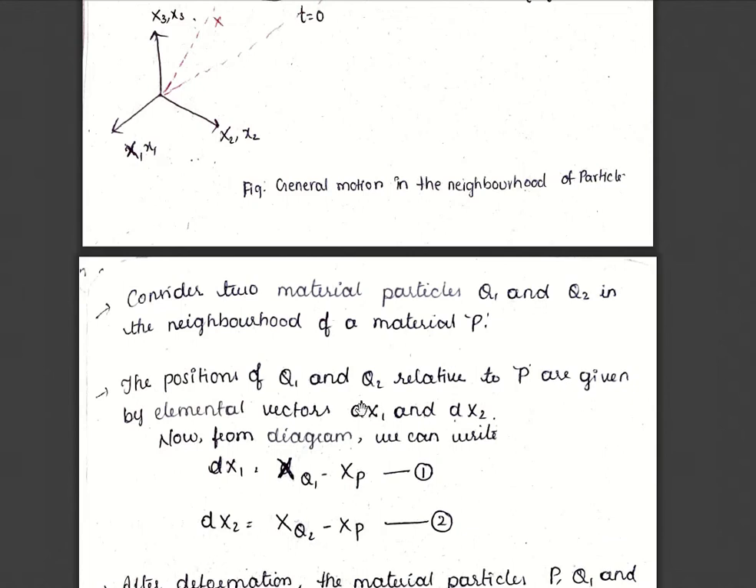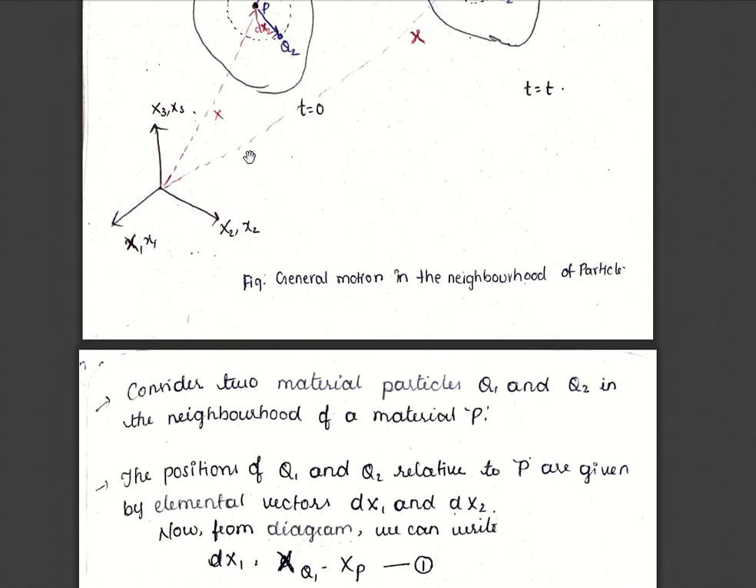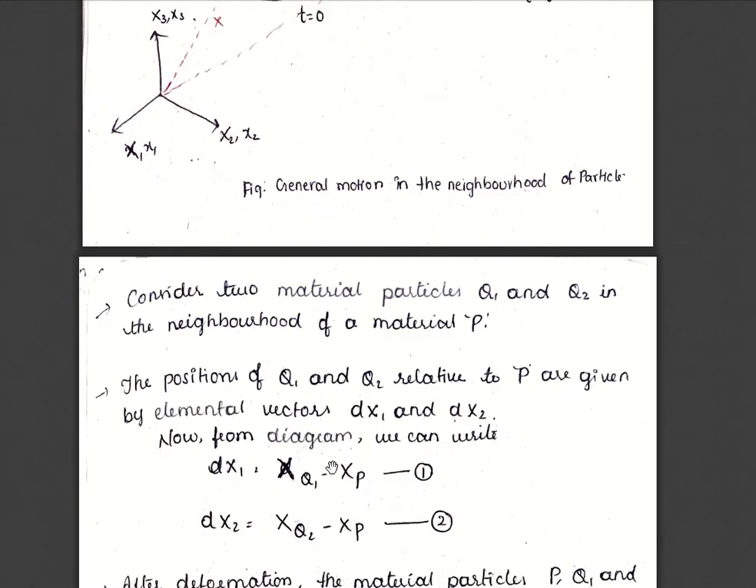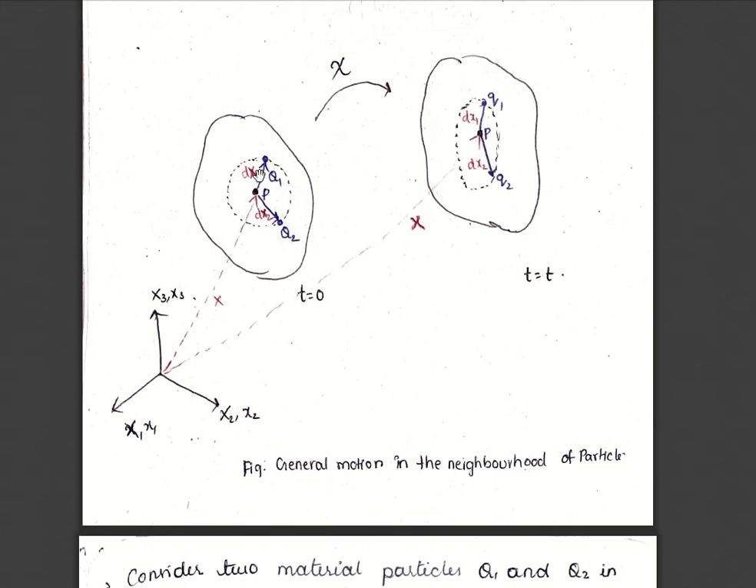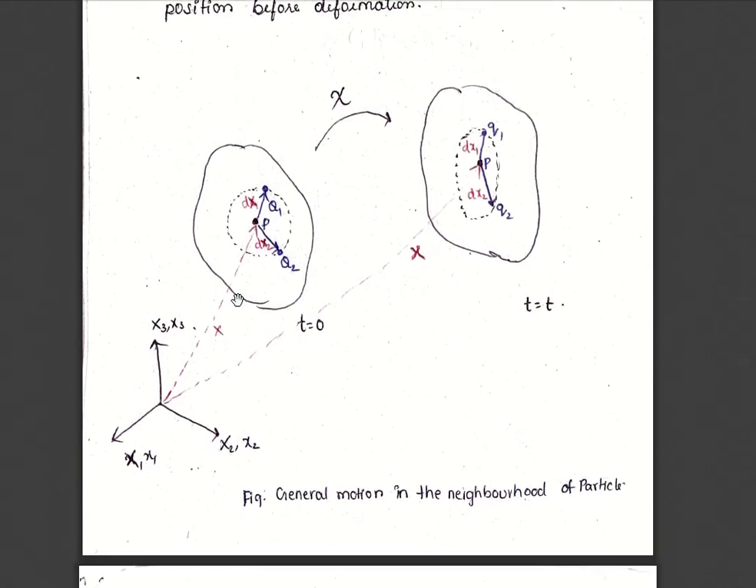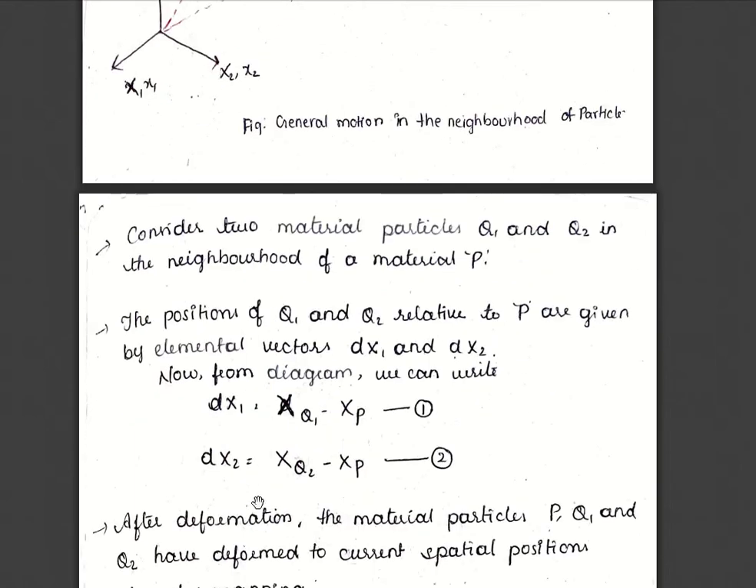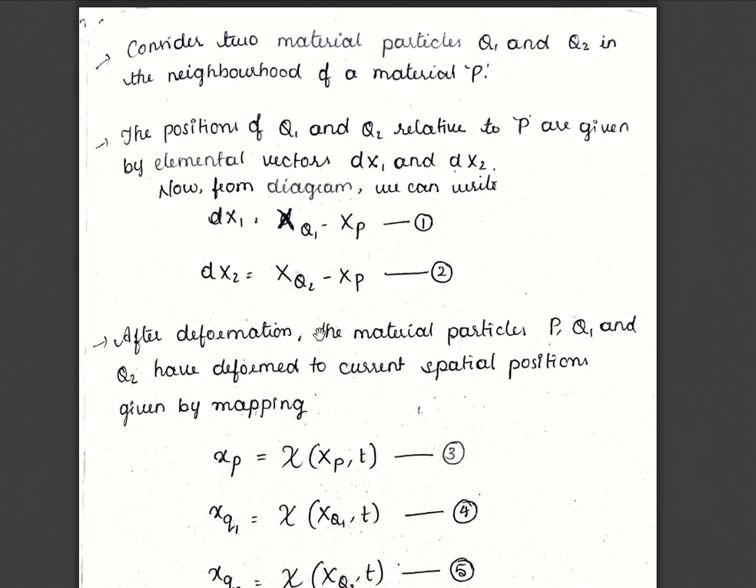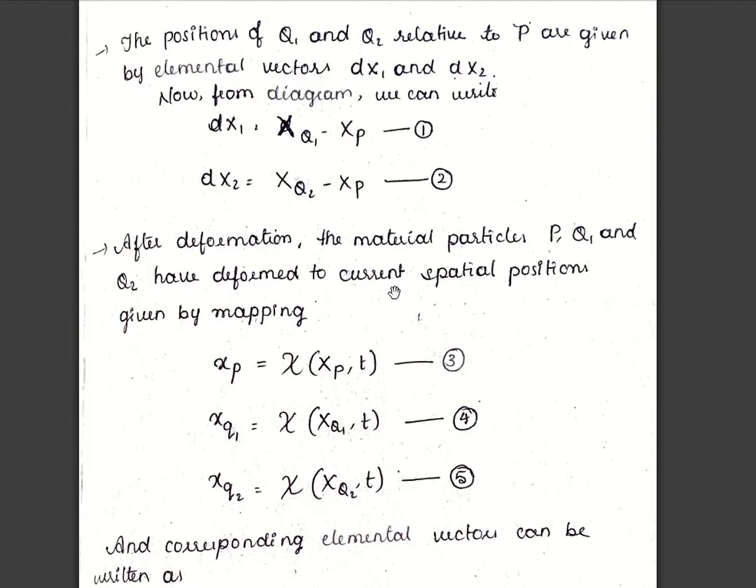Now you can see the positions of Q1 and Q2 relative to P are given by the elemental vectors dX1 and dX2. We can write dX1 as X_Q1 minus X_P. If you subtract X_P from X_Q1, you will get this dX1. Similarly, dX2 is X_Q2 minus X_P. Let us take those equations as 1 and 2.